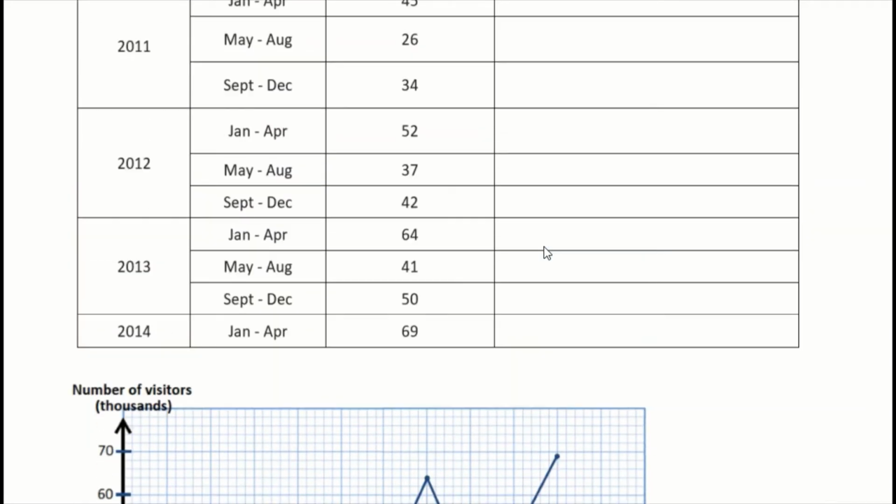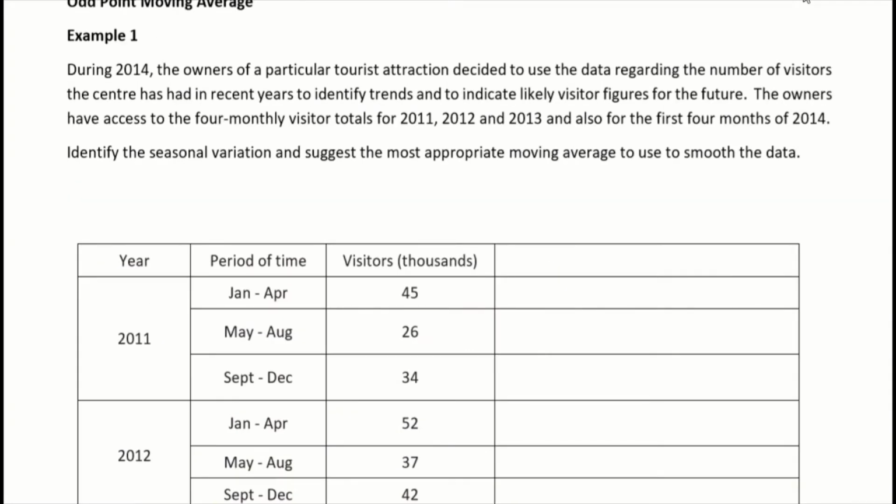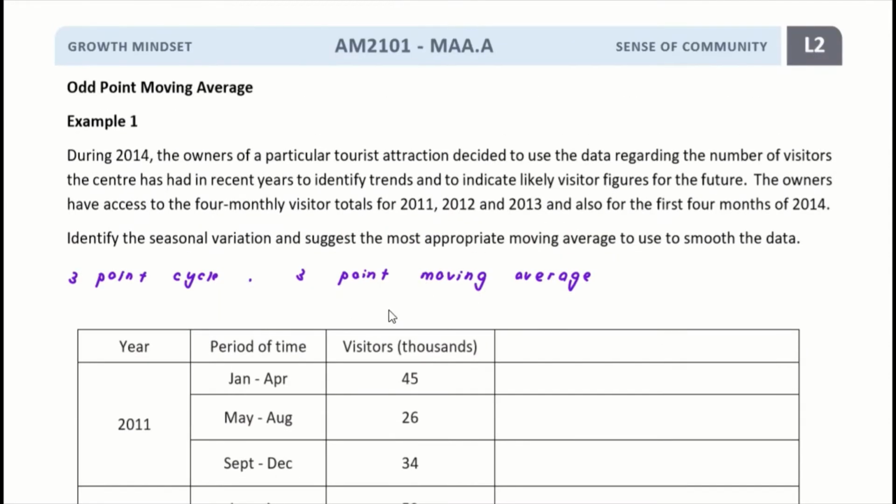So question one is to identify the seasonal variation, right? You can just write down that it has a 3-point cycle. If it's a 3-point cycle, then the moving average we are going to use to smooth the data is supposed to be a 3-point moving average. Because 3 is an odd number, this moving average is known as an odd point moving average. I hope you get what I mean.